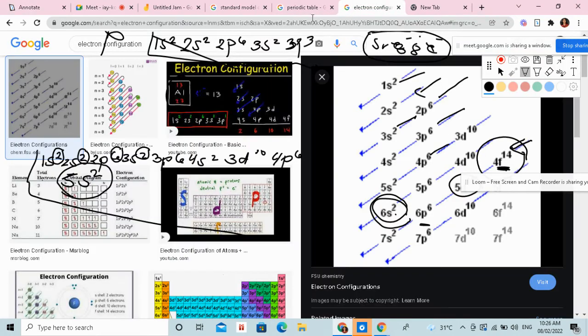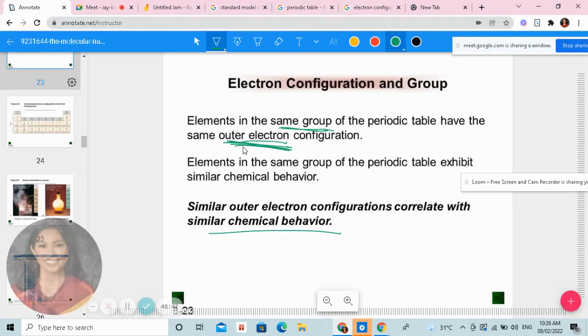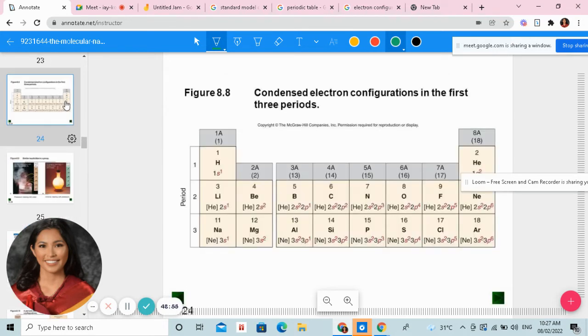Okay, if we have this one, s1. So ang hydrogen s1 ang last, outer. Ang lithium pud s1, ang sodium s1, ang K s1, Rb s1. Ang oxygen group, p4, ang S p4, ang Se p4, which is correct. Okay, outer. Same group per the table, exhibit similar chemical behavior. So, similar. Oh, take a look at this one. Okay, s1.